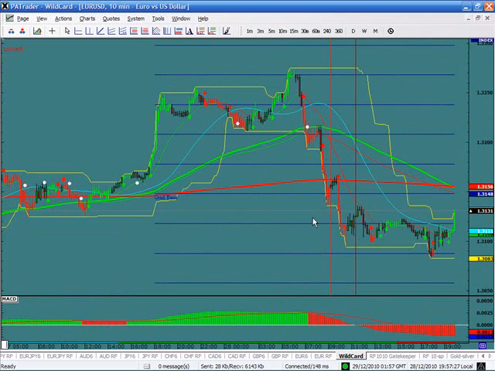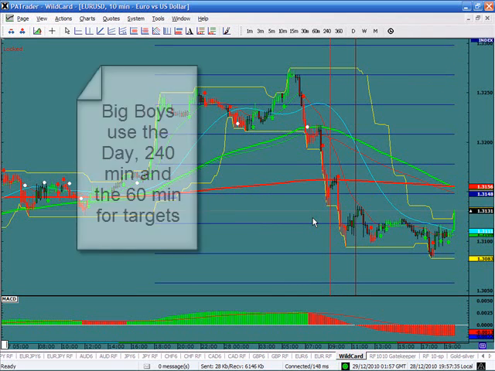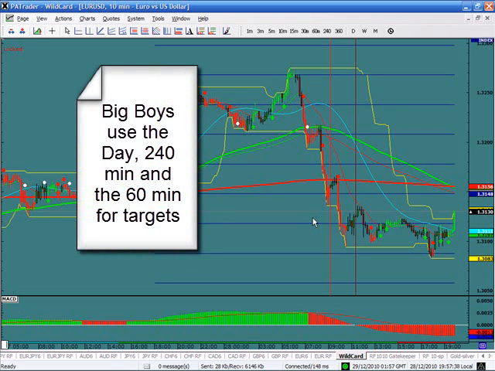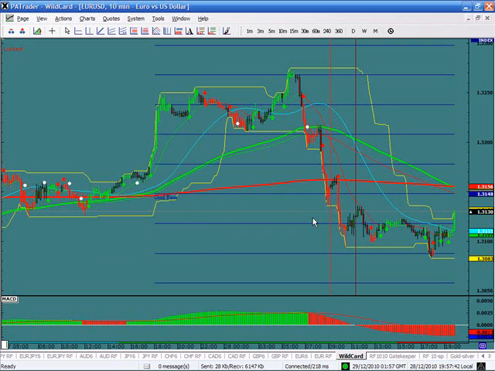Now, I'm on a 10-minute chart, and the first thing you have to know is that you have to get off this chart. The thing you have to know is the big boys' targets, and the big boys' targets are not on a 10-minute chart. The big boys' targets are found on the day chart, the 240 chart, and the 60. That means the 240 is 240 minutes or 4 hours, and the 60-minute is a 1-hour chart.